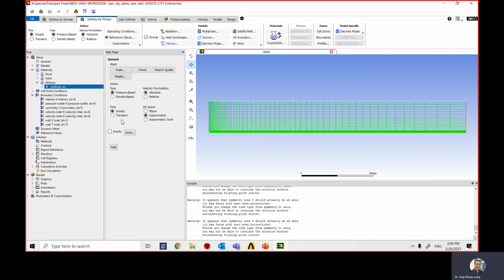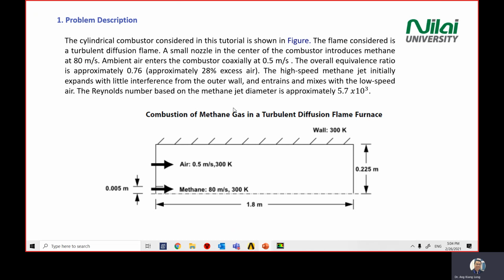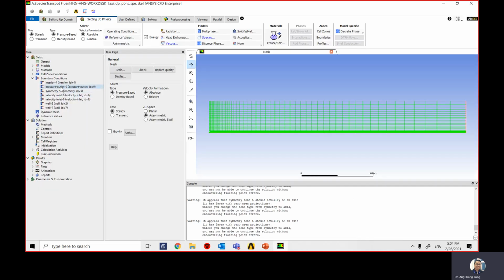Then after that, we're going to set up our boundary condition. So we close our material and then go to boundary condition. All the boundary conditions here will be referring to our diagram. In our diagram here, we will define the air, methane, speed, and temperature in our boundary layer. Okay, so we go to the first one. We go to boundary condition. We go to symmetry plane number 5, with this ID number 5.